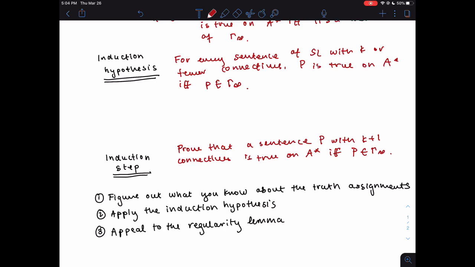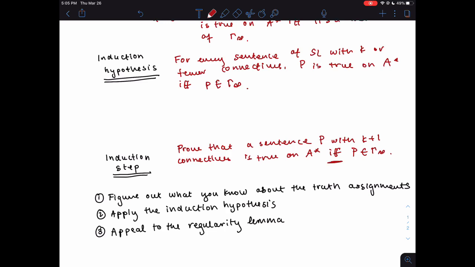And we need to prove that no matter what connective of SL is the main logical connective of that sentence P with k plus 1 connectives, P is going to be true on A star if and only if P is a member of gamma infinity. Okay, so just like the last proof of the regularity lemma we did, we're proving a biconditional, right? There's an if and only if.